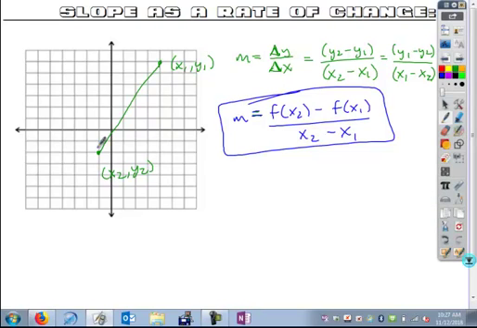Okay, you can still find your slope by counting. You can go up however many, over however many, and use the rise over run. But more than likely, you're going to be dealing with the coordinates of a point, and you can just plug them in.